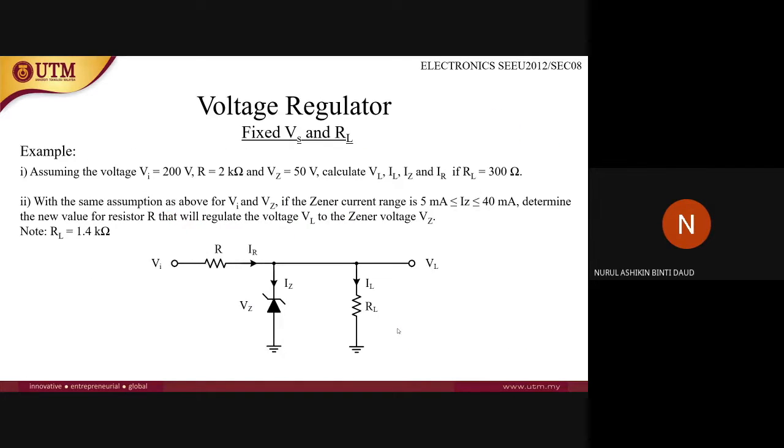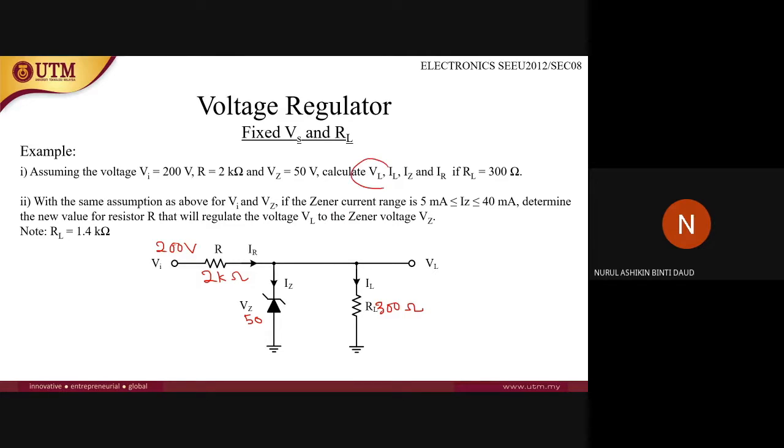So let's look at an example. First of all, assume the voltage VI is 200 volts, R here is 2 kilo ohm, and VZ is 50 volts. Then you need to calculate VL, IL, and IR if RL here is 300 ohm.